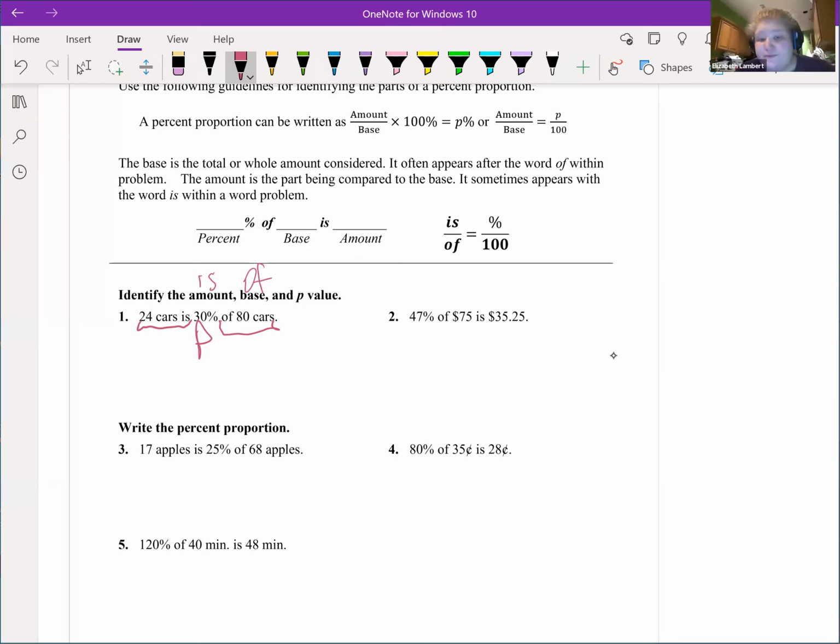There's our "of." So if I was going to fill it into is over of equals percent over 100, I would have 24 over 80 equals 30 over 100. So I can see on the right, that's 3/10 or 0.3. And then if you crunch 24 divided by 80, it will also be 0.3. That's what we mean by saying these are a proportion.